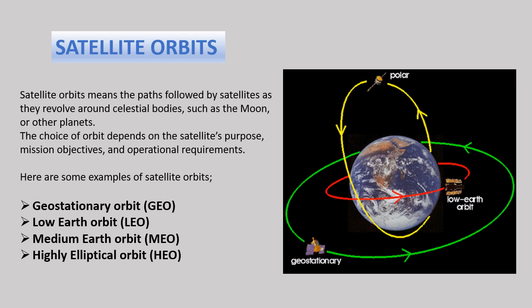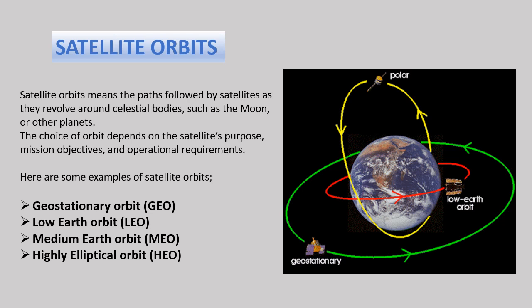The geostationary orbit: satellites in this orbit are approximately 33,000 kilometers above the Earth's equator. Satellites of this orbit are used for communication and weather observation.